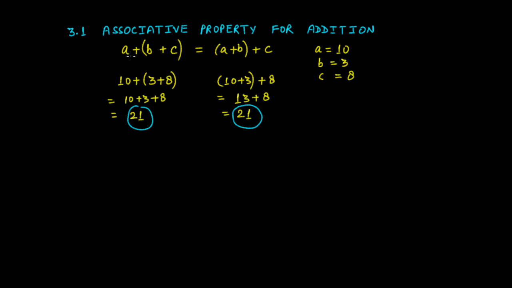So we will say that a plus (b plus c) is equal to (a plus b) plus c. This condition gets satisfied. So we can say that in case of addition of integers, it follows the associative property. The addition of integers follows the associative property.